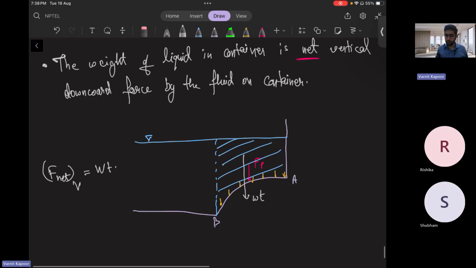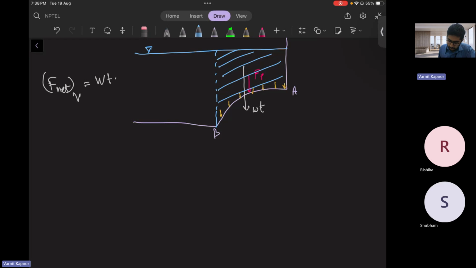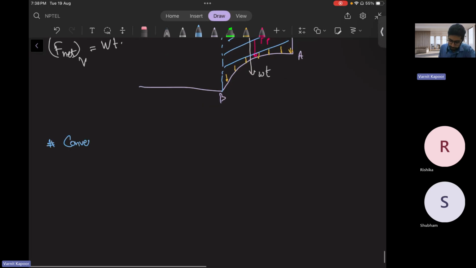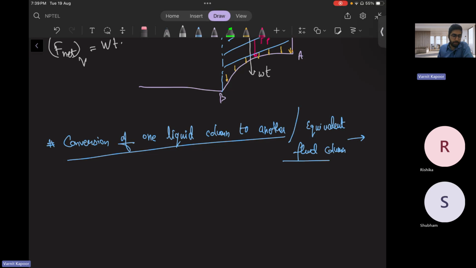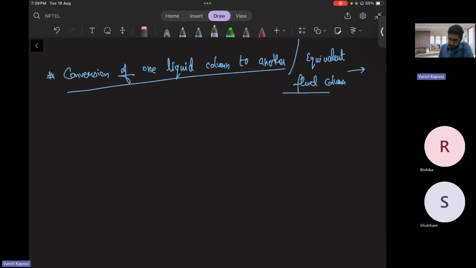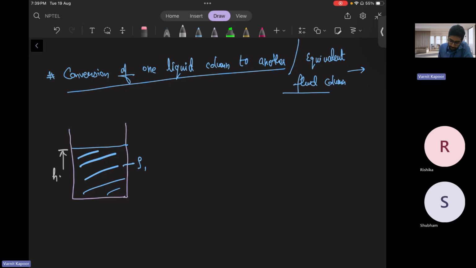Okay, let's come back. Now the next topic is conversion of one liquid column to another, or you can say equivalent fluid column. So what I mean by this is that suppose you have a beaker which contains a fluid up to height h, and this liquid has a density rho1, and the height of the liquid is h1.